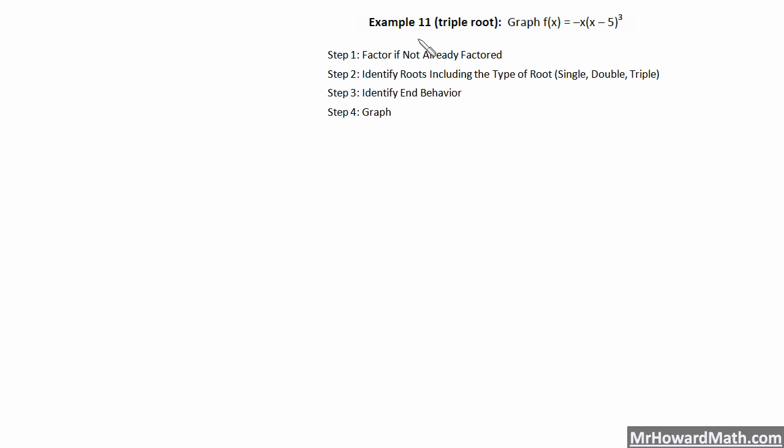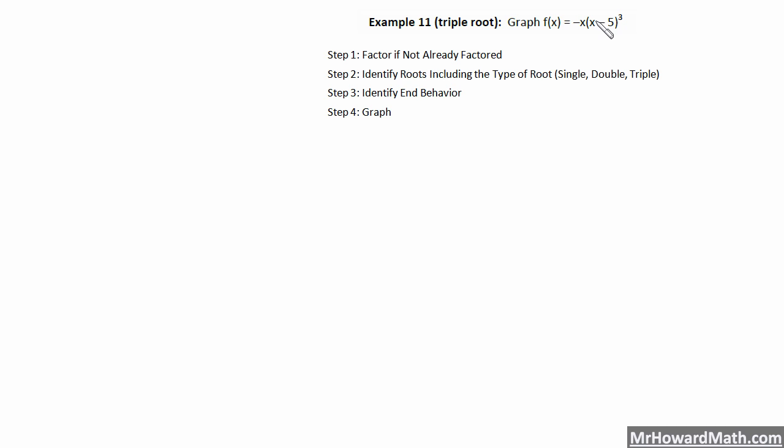Alright, here we have example 11, and this is an example of a function with a triple root this time. So we have negative x times x minus 5 quantity cubed. Alright, so this power of 3 for this x minus 5 factor is actually going to be where our triple root comes from. Step 1 says factor if not already factored. This is actually factored so that we can identify our roots.